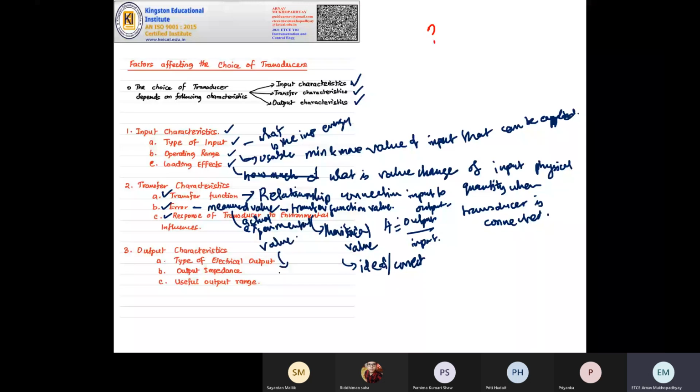Now, last one is response of the transducer to environmental influence. That means when you are using the transducer, then what changes do you see? What changes do you see?